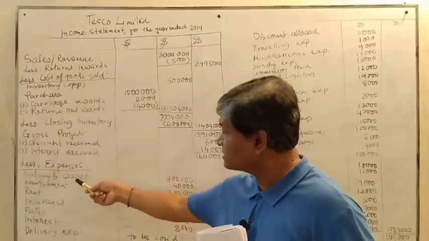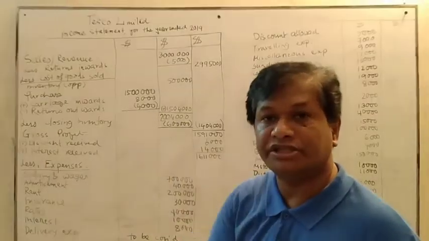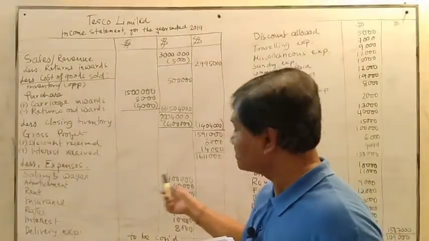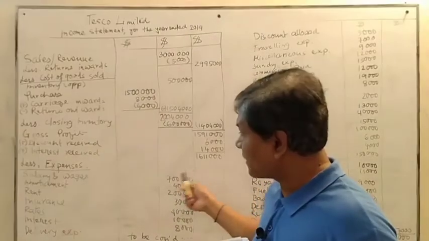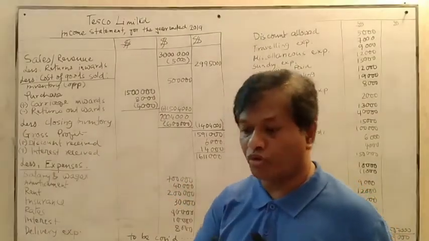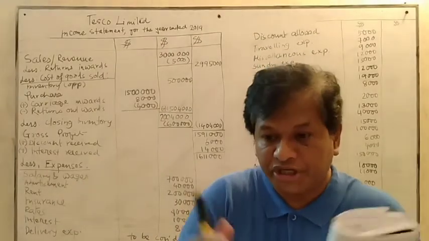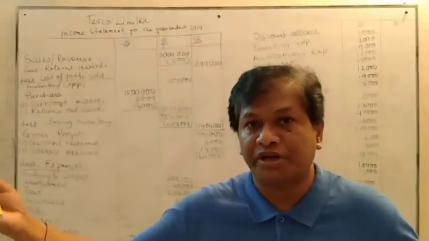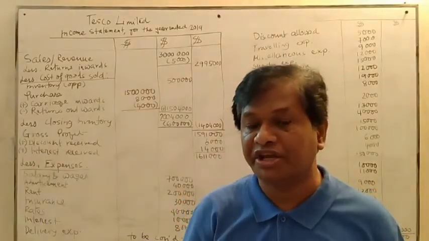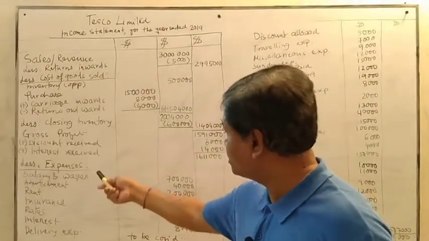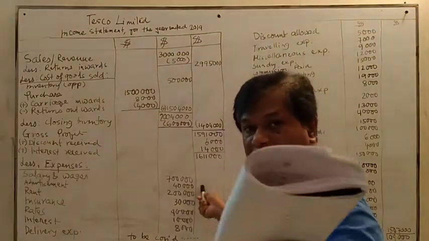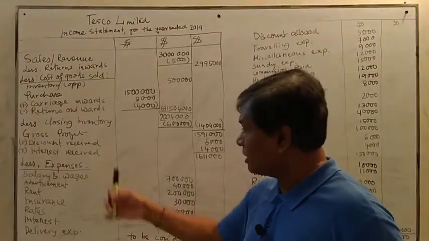First item, salary and wages, which is given in the trial balance. Check your trial balance. That was 7 lakhs. Then advertisements. When the company is going to expand, more advertisement is required. So it makes the company expand, or more demand can be created through the advertisement. So this is the advertisement, check. The 40,000 given in the trial balance. Check it.